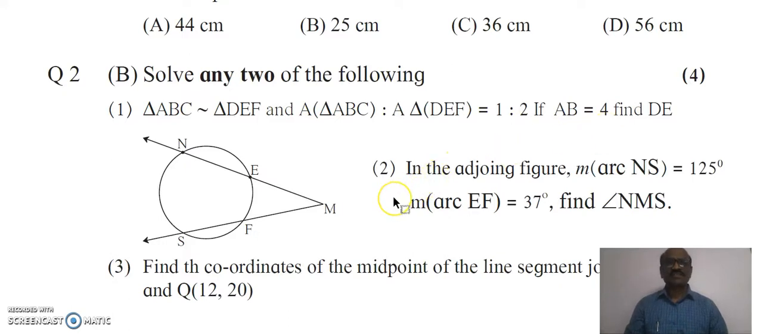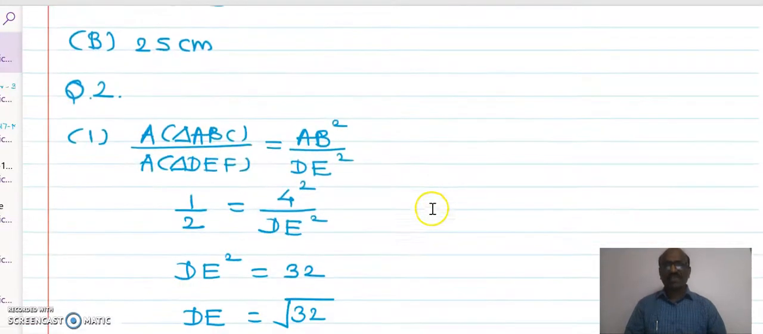Now again, this is a very important property. When two triangles are similar, the ratio of their areas is equal to the square of the ratio of their corresponding sides. Therefore, area of triangle ABC upon area of triangle DEF is equal to AB square upon DE square. By using this formula, we can solve this.